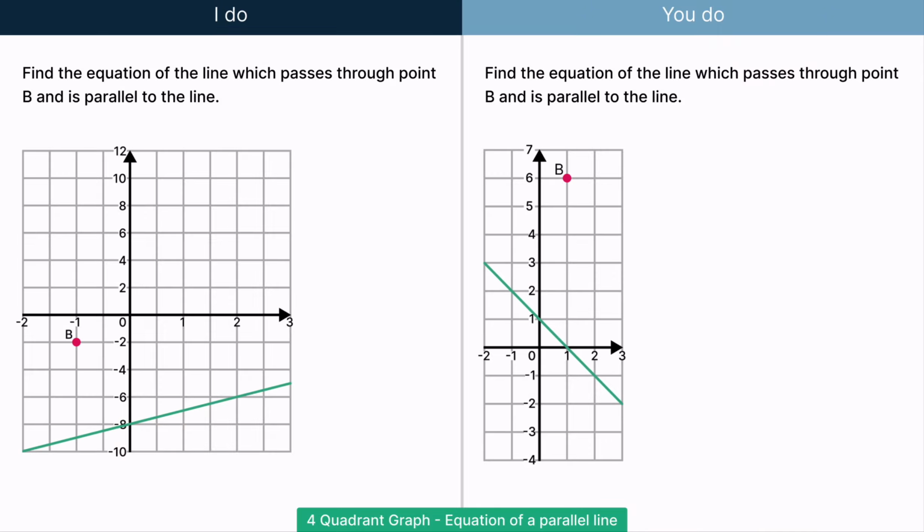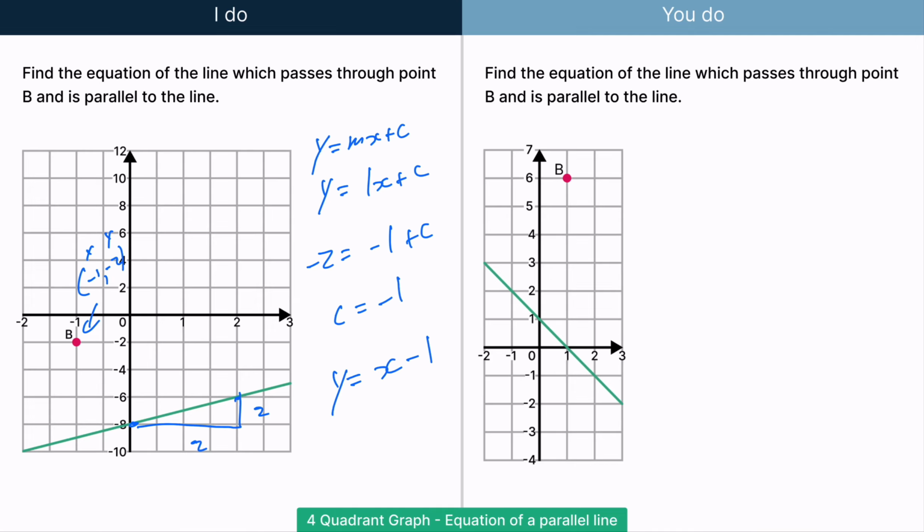So moving on. So here we have got a similar concept. So again, y is equal to mx plus c, finding the gradient of this line. So pick 2 nice points on here, draw my triangle, 2 across, 2 up. So that's just going to be 1x. And to find the intercept, I'll just substitute these points in. So that's going to be negative 1 and negative 2. So x and y. So negative 2 is equal to negative 1 plus c. So that means c is equal to negative 1. So my final answer is y is equal to x minus 1.